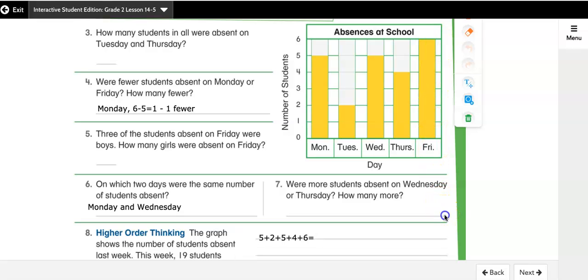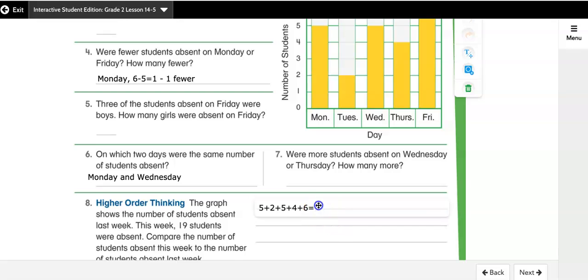So to help me solve for how many absences there were last week, I'm going to look to see if I can make any 10s, because this is a lot of numbers to add. So I can see here that I have a 5 and a 5. That makes 10. Then I can also see here that I have a 4 and a 6. That makes 10. So I know that I have 10 plus 10 more, which is 20, and then I need to add this 2. So 20 plus 2 is 22. So last week there were 22 absences.